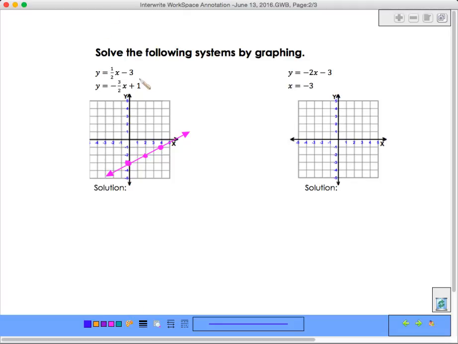Second line starts at 1, has a y-intercept of 1. Here's my y-axis, so here's 1. And then it has a slope of negative 3 over 2. So the negative tells me I'm going to go down. So I'm going to go down 1, 2, 3, right 2. Down 3, right 2. Okay, which gives me this line right here.